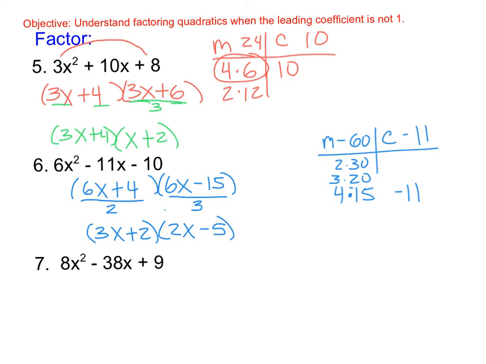I'm going to do this one in black. All right, so we are multiplying to positive 72, combining to negative 38.